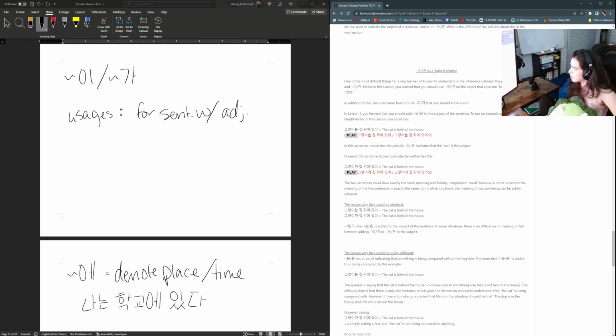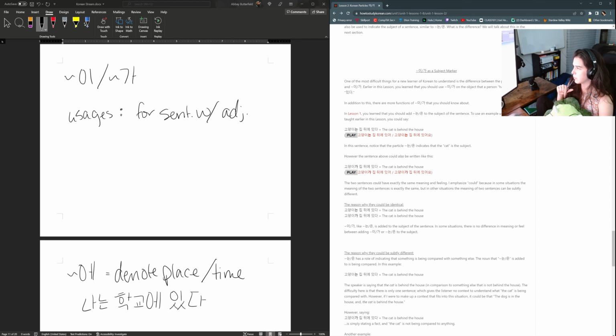So, to use an example using the grammar taught earlier in this lesson, you could say 고양이는 집 뒤에 있다, which is 고양이 cat, 집 house, 뒤에, 뒤 is behind, and 있다, which is a place to be or something to have. So the cat is behind the house. Yeah, there we go.